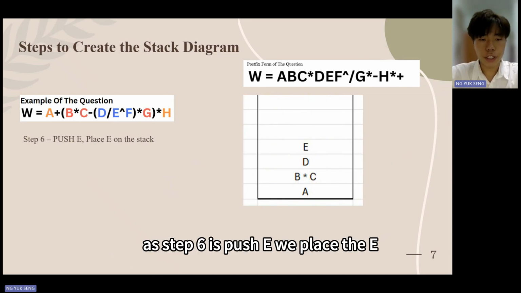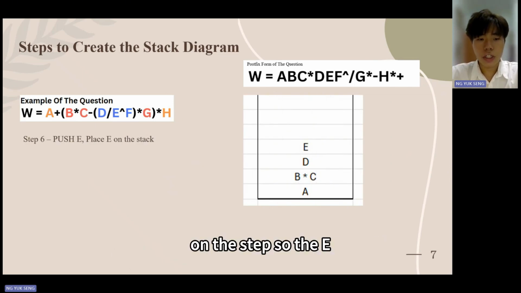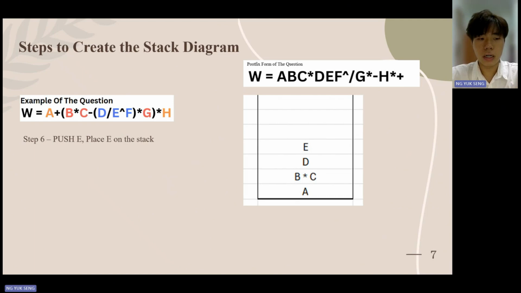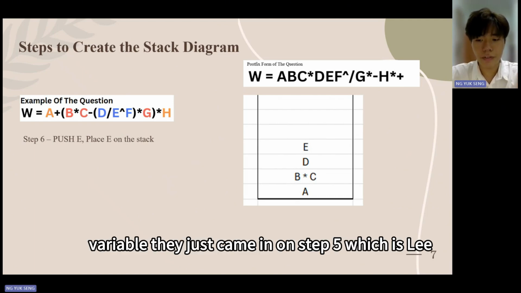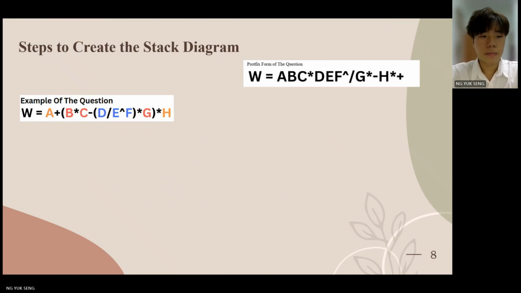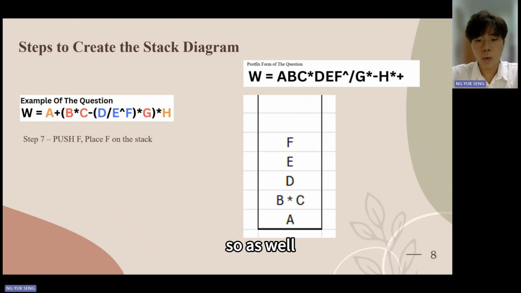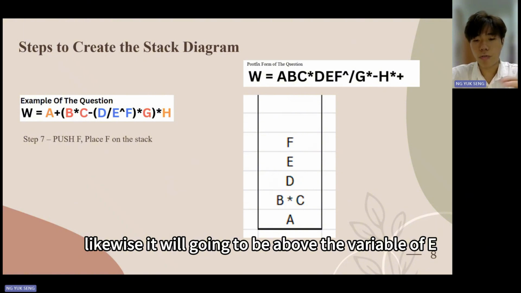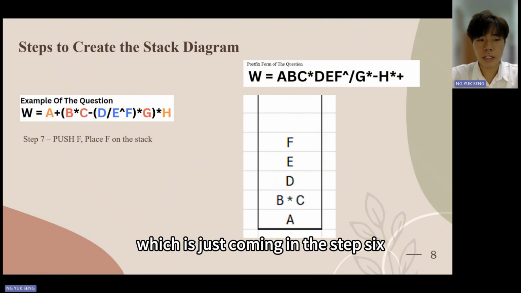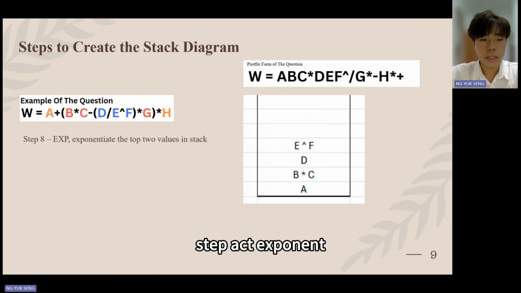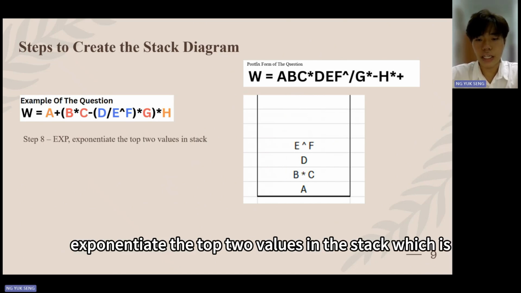Step 6 is push E. We place the E on the stack. The E that just came in has to be right above the variable that came in at step 5, which is D. Step 7, push F and place it on the stack. Likewise, it goes above the variable E, which just came in at step 6. Step 8, exponent. It will exponentiate the top two values in the stack, which are E and F.